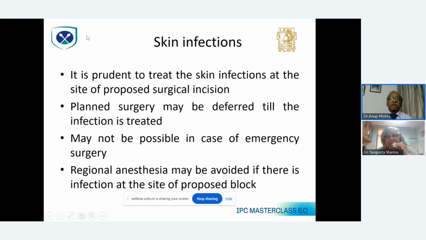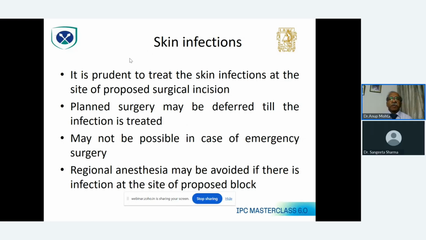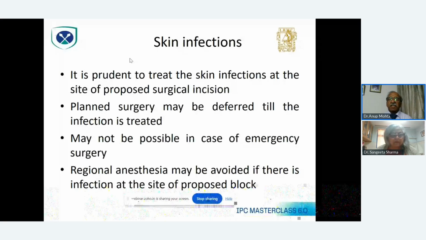Now, first things first, it is prudent that if there's an established infection at the site of the proposed surgical incision, it should be treated, and the surgery should be deferred till the time that the infection is treated and the patient's skin is fine, right? Obviously, it's practical in a routine case, which is done in a planned manner. However, it may not always be possible in case of emergency surgeries.